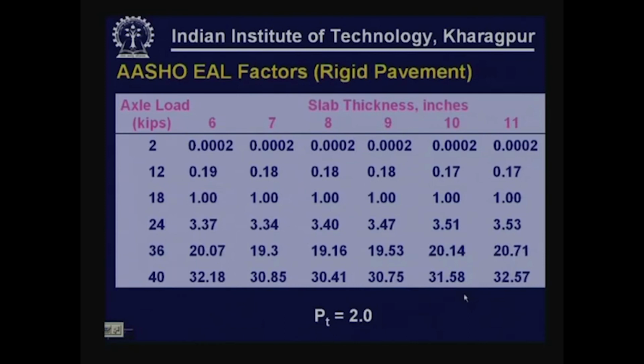We will have similar factors available for concrete pavements. In this case, instead of the structural number, the strength of the pavement is represented in terms of the slab thickness, in inches: 6, 7, 8, 9, 10 and so on. Again, this is specified for a particular terminal condition of the pavement defined as PT equal to 2. Similar tables are available for other terminal serviceability values, 2.5, 3 and so on.